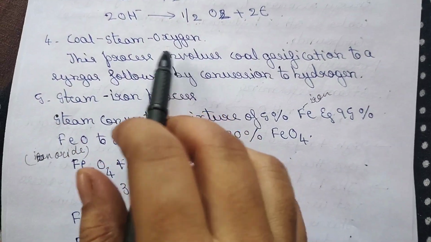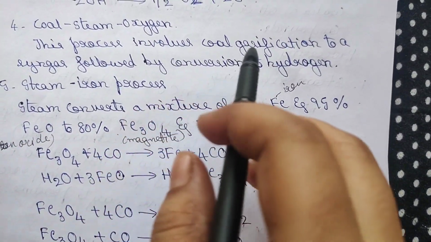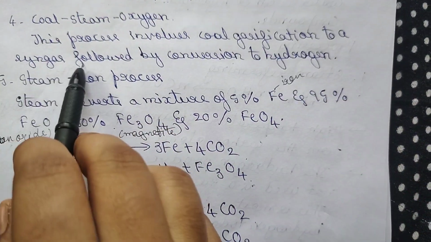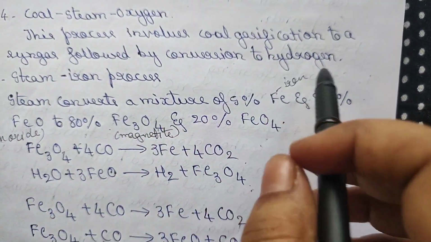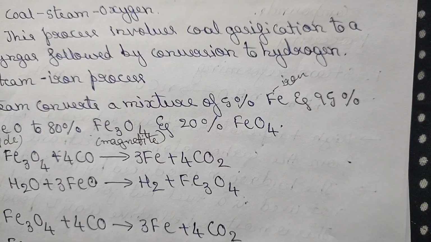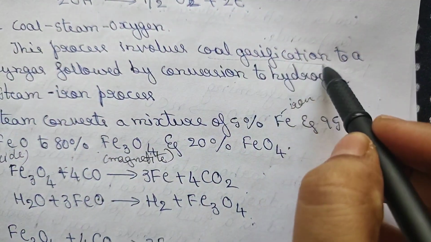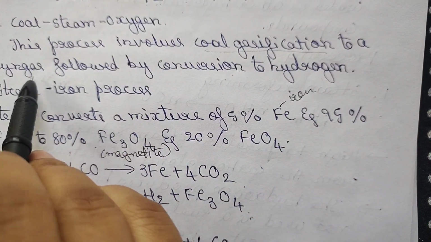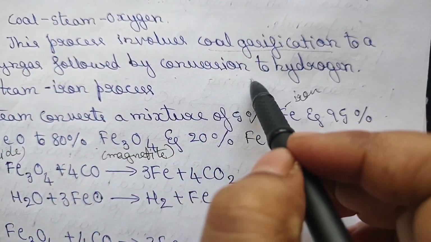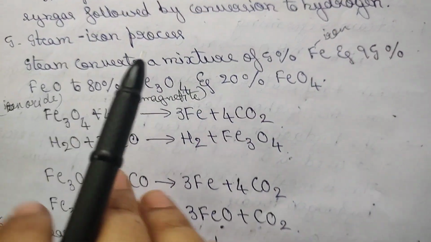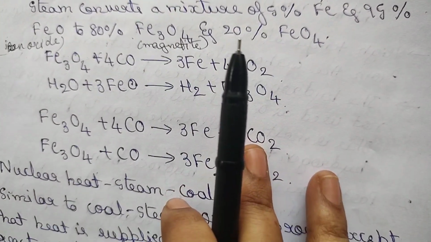Coal, steam, oxygen. This process involves coal gasification to a syngas followed by conversion to hydrogen. Next is the steam iron process.